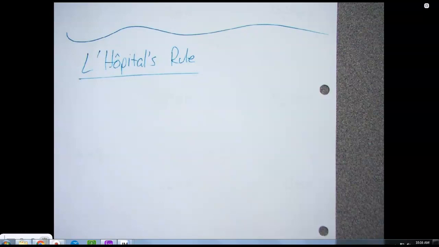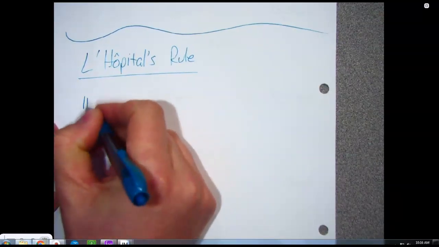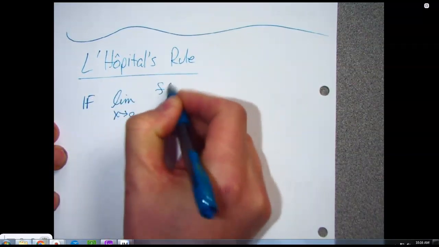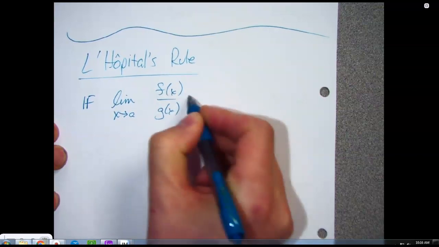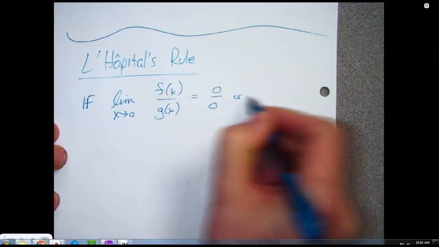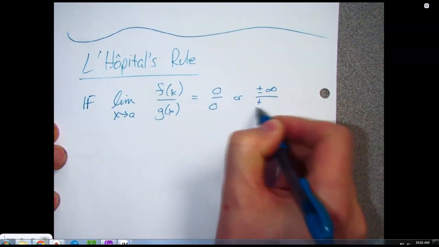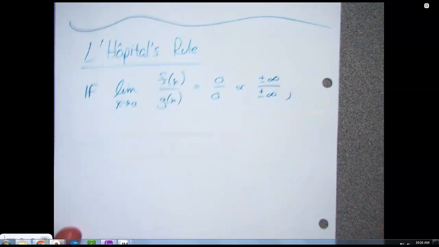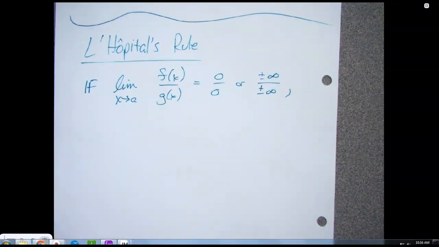Sound good? Cool. Alright. So, if the limit as x approaches a of f of x over g of x comes out to 0 over 0 or infinity over infinity. So that happened a ton when we were doing these, right? Like that's the first thing you try to do is plug in. Almost always it didn't work, and then you'd be like, okay, I'll factor, I'll rationalize, I'll do something, and then try to plug in again, and then hopefully I don't get 0 over 0.